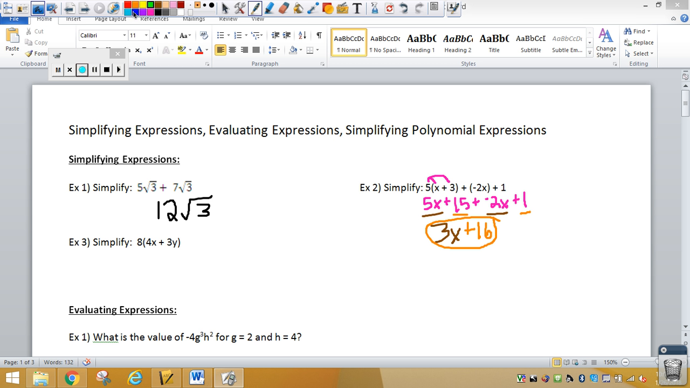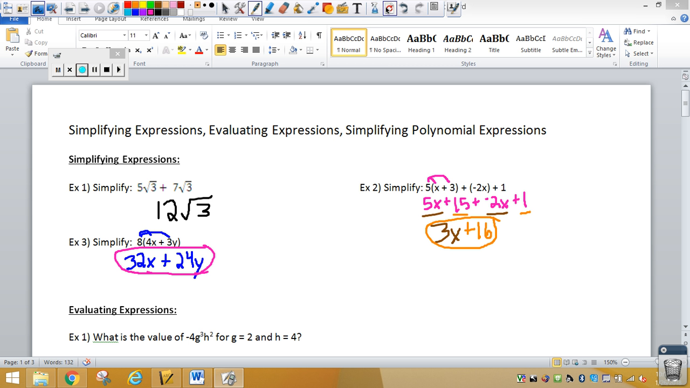Example 3 is a lot like 2. It's actually a little bit easier. We're just going to distribute the 8. So 8 times 4 is 32. I'm going to bring that x down. I'm going to distribute again. 8 times 3 is 24. I'm going to bring that plus down. 8 times 3 is 24. And I'm going to bring my y down. And you can't combine these because that 32 has an x and the 24 has a y. So you can't combine those. So this is just your final answer for example 3.